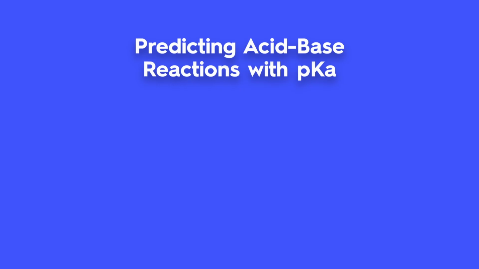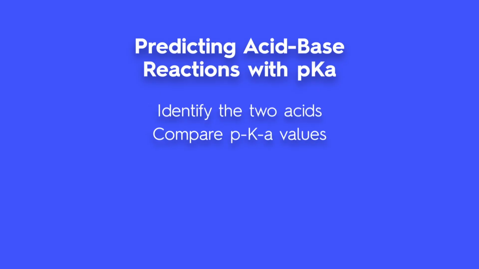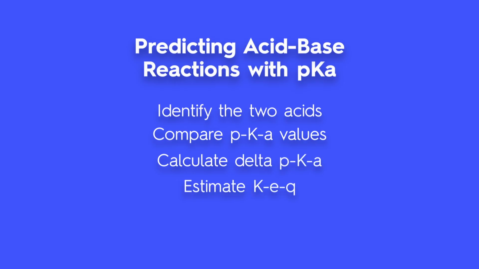In this video, you'll learn a fast and reliable way to predict which side an acid-base equilibrium favors using pKa. You'll see how to identify the two acids, compare their pKa values, calculate ΔpKa, estimate equilibrium constant, or KEQ, and avoid common traps along the way.